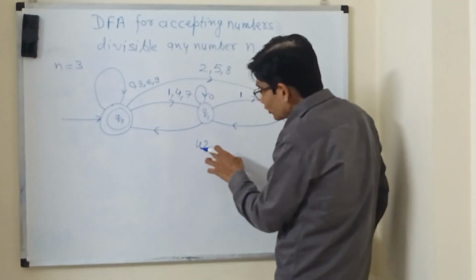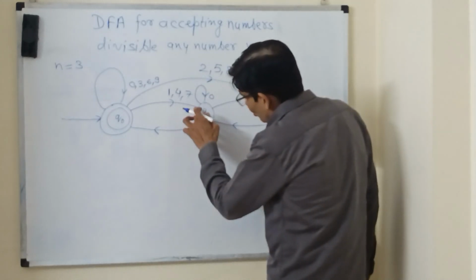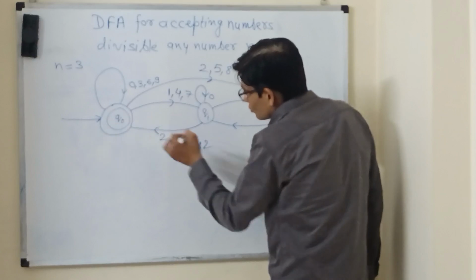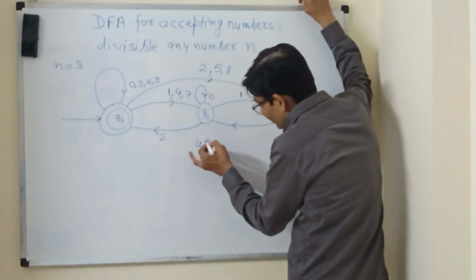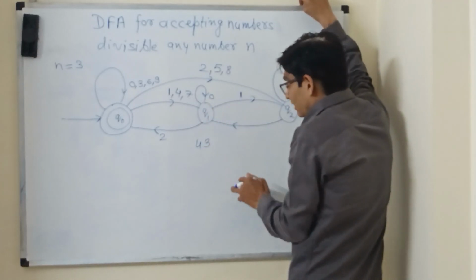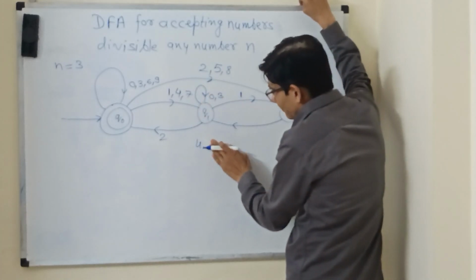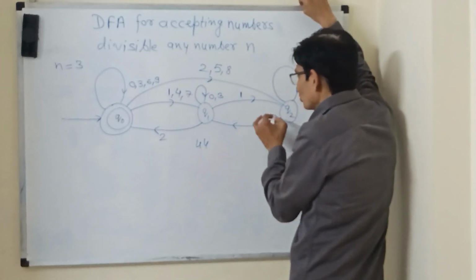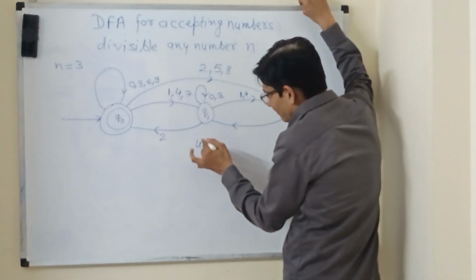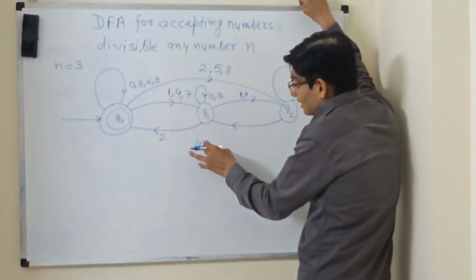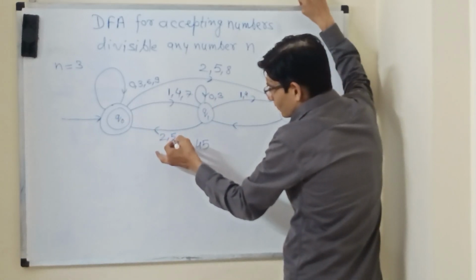On applying 2, it becomes 42, which is divisible by 3, so we move back to Q0. On applying 3, it gives us remainder 1, so again we stay on the same state. On applying 4, it gives remainder 2, so I can write here 1, 4. On applying 5, it again becomes a number divisible by 3, so it will reach Q0.